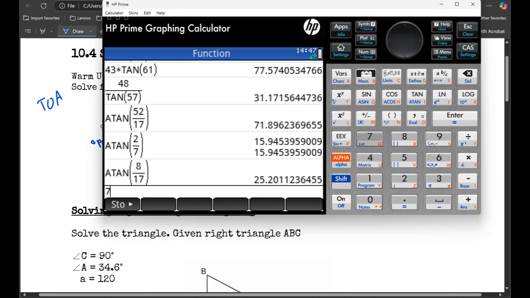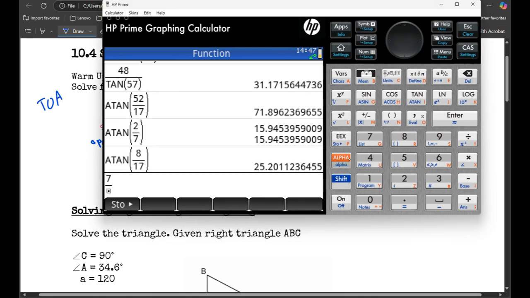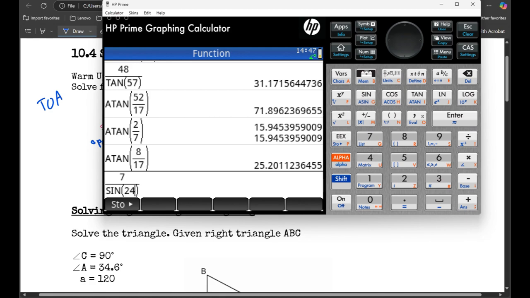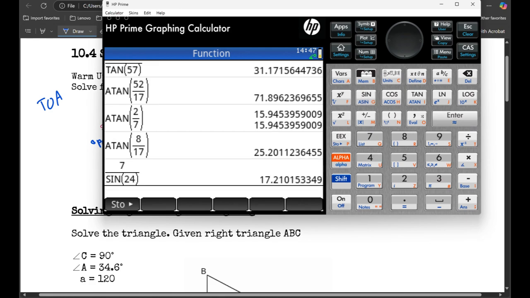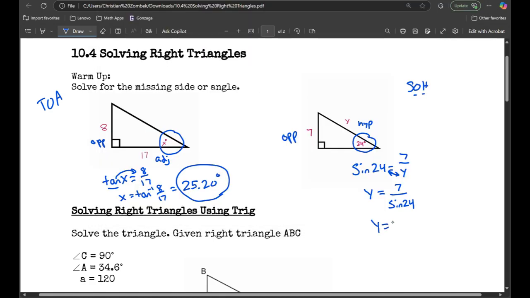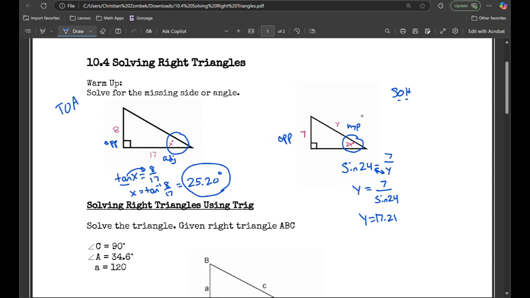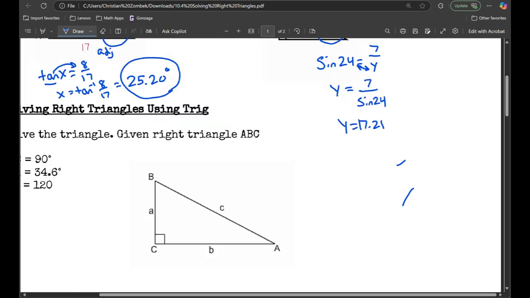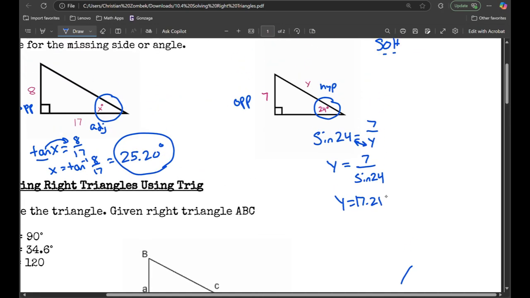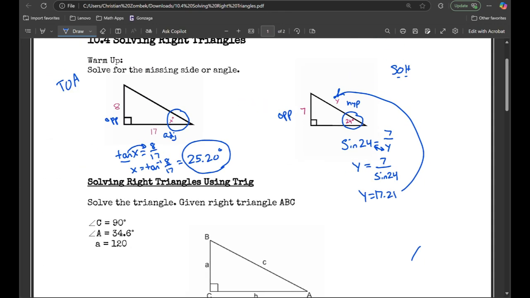Okay, so 7 divided by sine of 24 equals 17.21. So that's the y equals 17.21. That is the length of the missing side. Right here. All right. Very good.